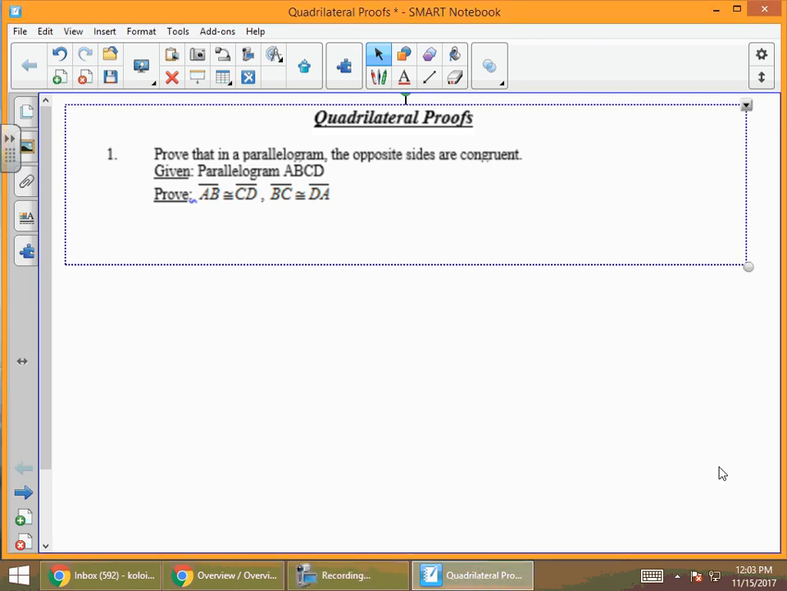A lot of these proofs are just like those proving triangle congruent proofs. That's literally all we're doing. Okay. So we look at the first one. It says, prove that in a parallelogram the opposite sides are congruent.